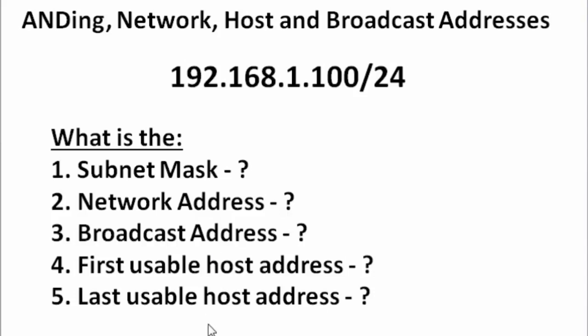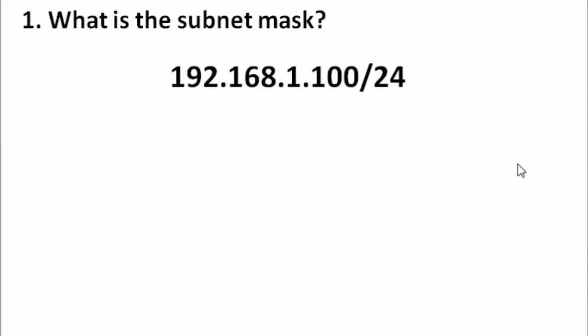And then, since we can't use the network address and the broadcast address, what is the first usable host address on the network? And what is the last usable host address on the network that we can use to assign to hosts, whether they're PCs or printers or servers or access points, whatever? We'll start with question 1. What is the subnet mask?